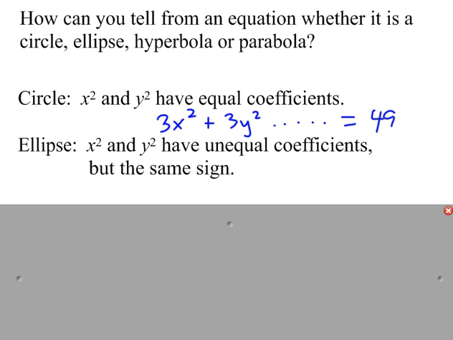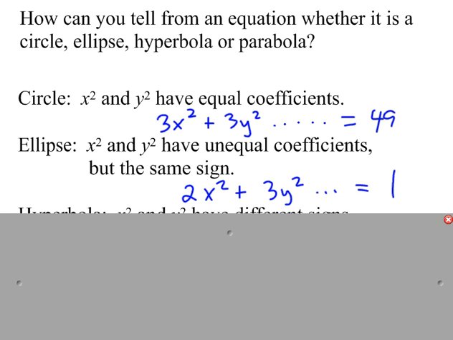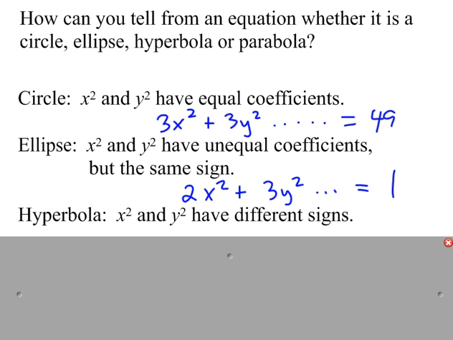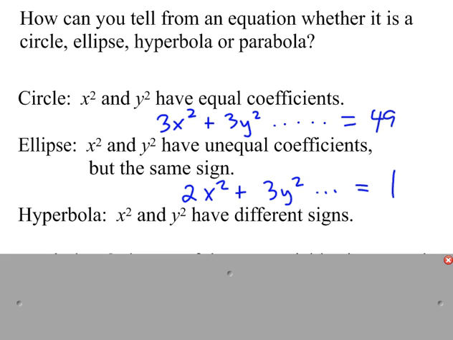If you have an ellipse, you have x squared and y squared and unequal coefficients but the same sign. So again, if it's plus, but now I have 2x squared plus 3y squared, and again, there can be other stuff here, that is an ellipse. A hyperbola is x squared and y squared with different signs. So basically, if you see x squared plus y squared ideas, you're going to be looking at ellipses and circles. If you see x squared minus y squared or y squared minus x squared, then it's going to be a hyperbola.